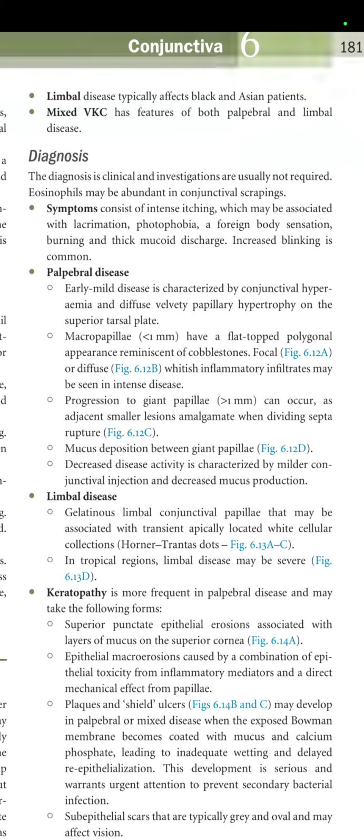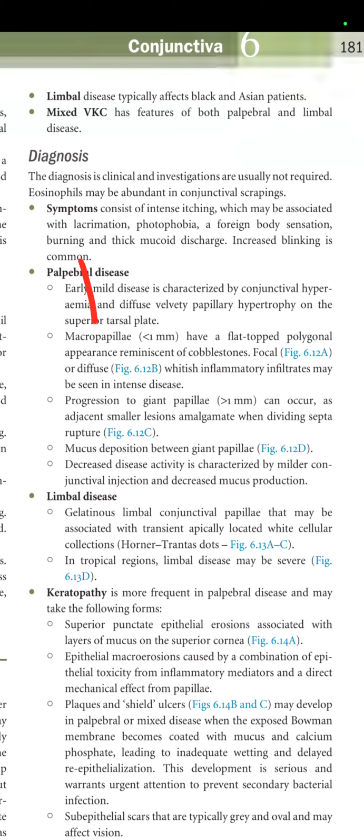Macropapillae less than 1 mm have a flat topped polygonal appearance, reminiscent of cobblestones. Focal or diffuse whitish inflammatory infiltrate may be seen in intense disease. Progression to giant papillae greater than 1 mm can occur as adjacent small lesions amalgamate when dividing septa rupture. Mucus deposition between the giant papillae. Decreased disease activity is characterized by milder conjunctival injection and decreased mucus production.